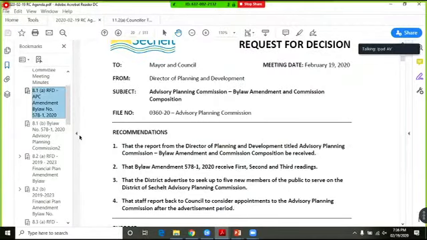Thank you. So let's move to item 8.1B. This is bylaw 578-1-2020, being a bylaw to amend District of Sechelt Advisory Planning Commission bylaw number 578-2019. I'd look for someone to move first reading. Moved and seconded. All in favor? Thank you. Aye. And second reading, moved and seconded. All those in favor? Thank you. Aye. Third reading, moved and seconded. All in favor? Thank you very much. Aye.